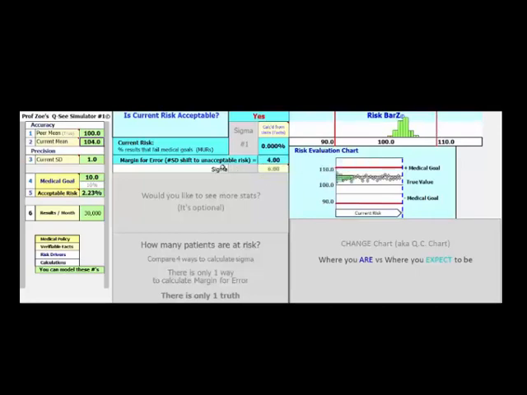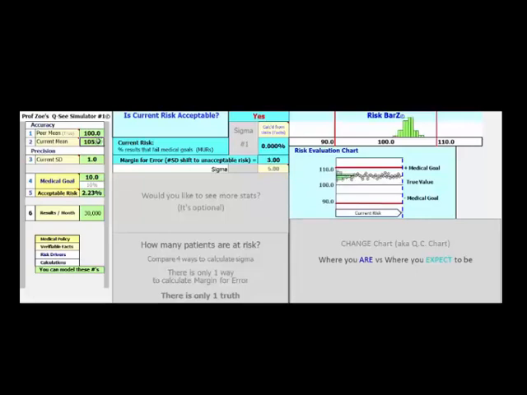When you come to the numbers, the current risk is 0%. The margin for error is 4 SDs. That means it can shift 4 standard deviations before risk becomes unacceptable, and a sigma value calculated from the same numbers would be 6.0. So this is a 6 sigma method. So let's see what that means. It says the margin for error is 4. It can shift 4 SDs.